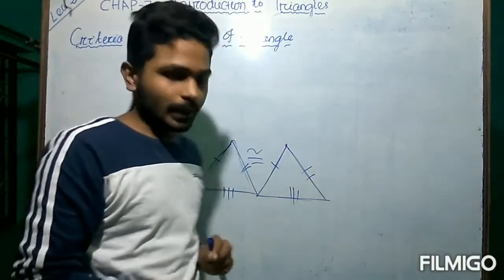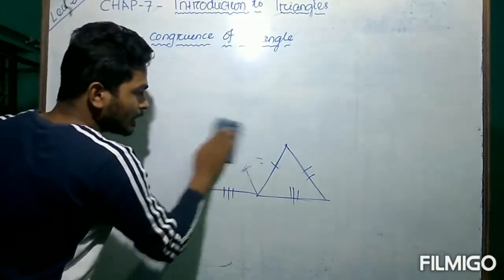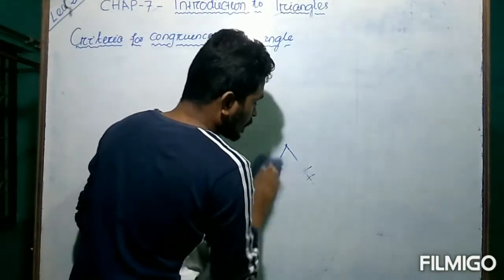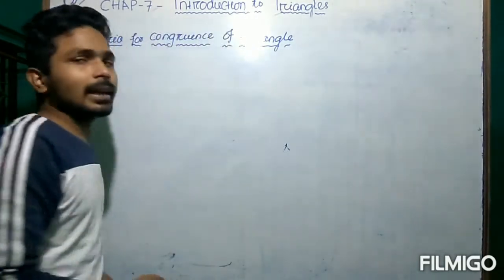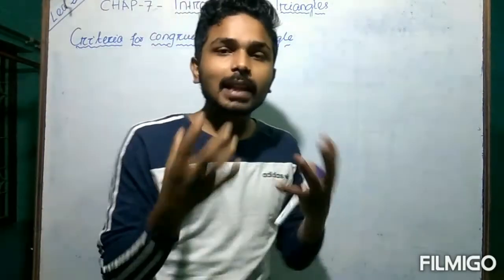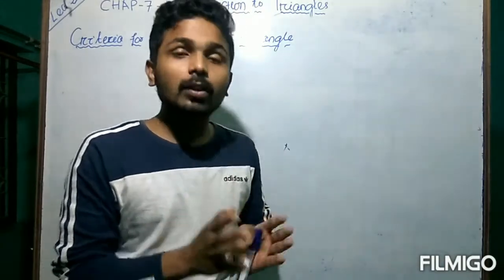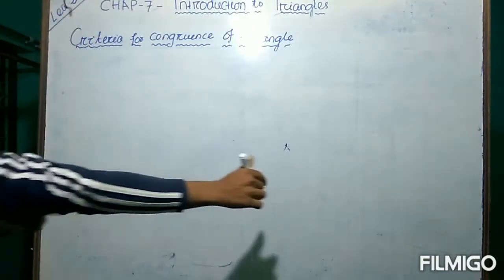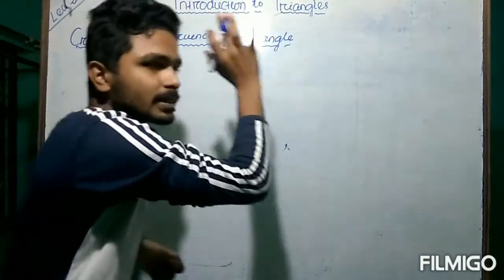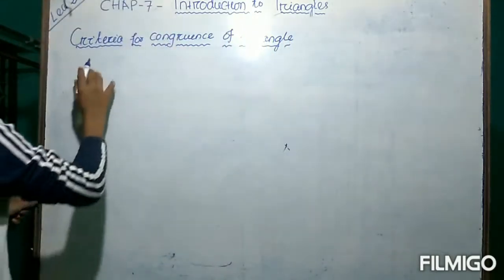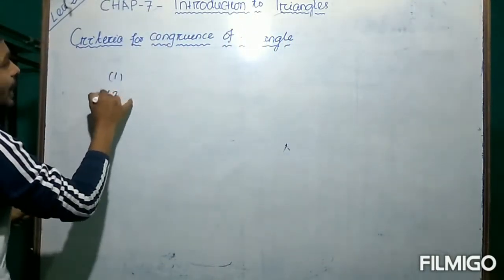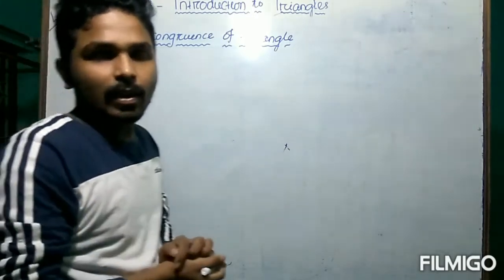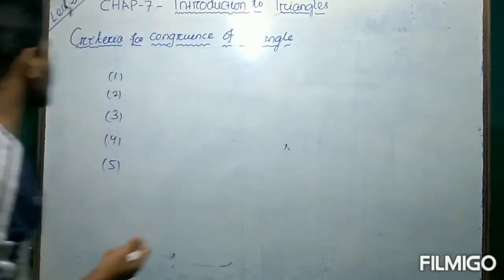Now in this lecture we will discuss some conditions, some criteria, through which two triangles will be congruent. Which criteria should be followed by the triangles in order to be congruent? We will discuss this. Our today's topic is criteria for congruency of triangles, right? There are 5 criteria through which two triangles will be congruent. What are they? Let us discuss.